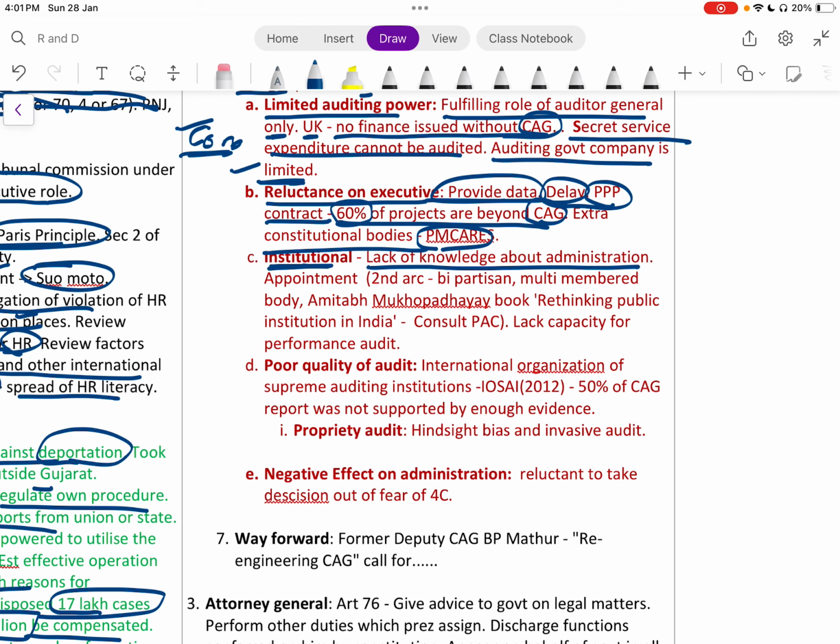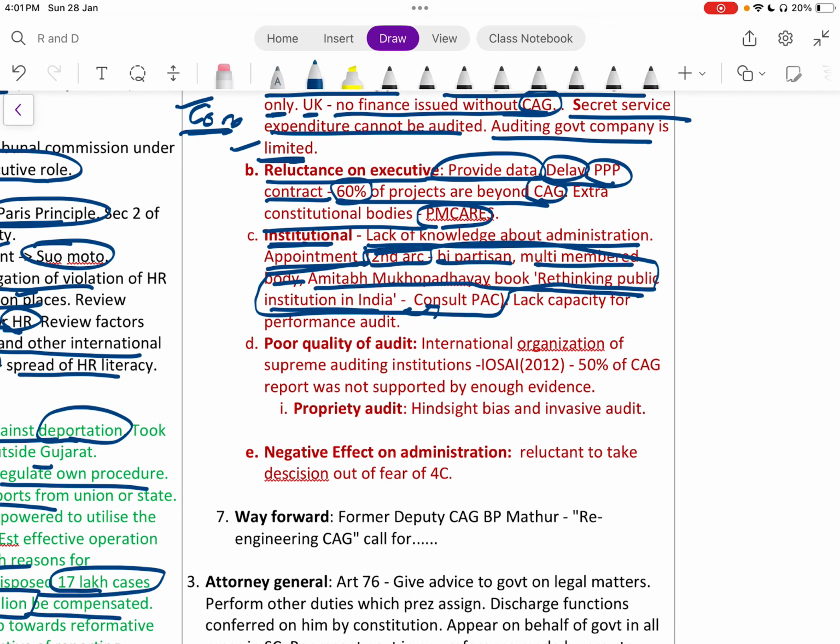Lack of knowledge about administration. Appointment as per the Second ARC: a multi-membered body. Amitabh Mukhopadhyay, in thinking about public institutions in India, said that they should consult. So these are the recommendations, or the way forward, for this. Lack of capacity for performance audit.